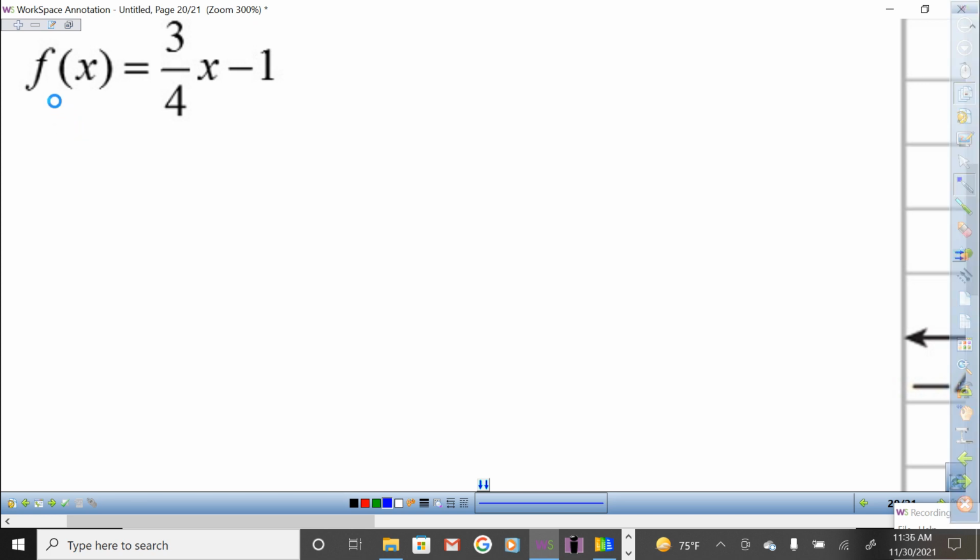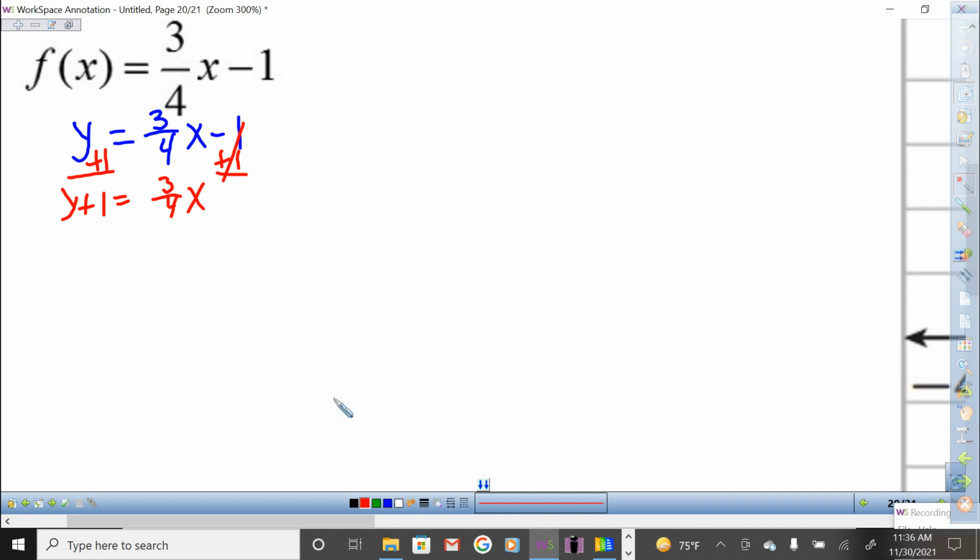Did we do that? Change this to y. Very good. Y equals 3/4 x minus 1. And now that we change f of x to y, we solve for x. So what do we do from there, Brooke? Add 1, yes, add 1. There it is. So we got y plus 1 equals 3/4 x.